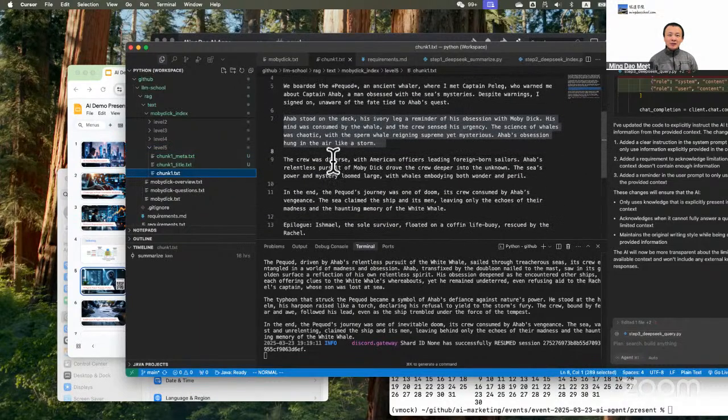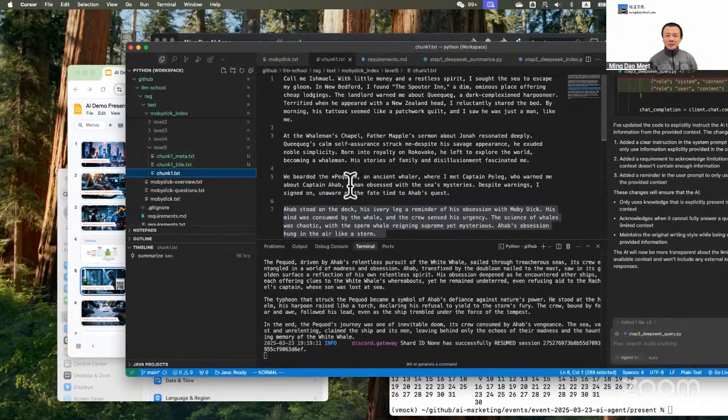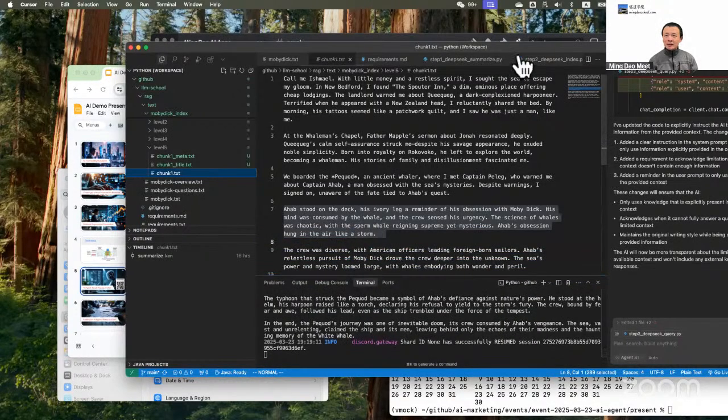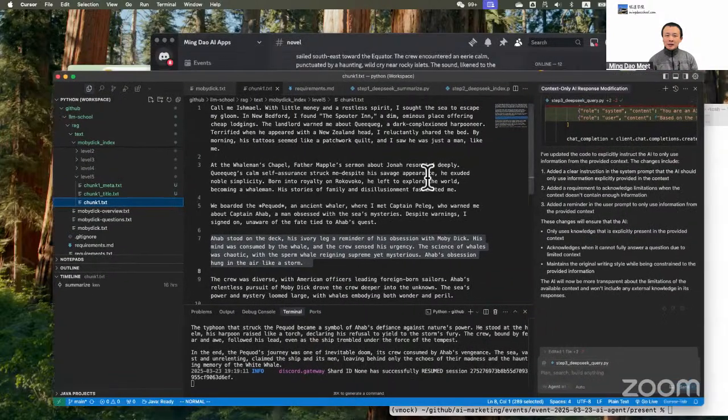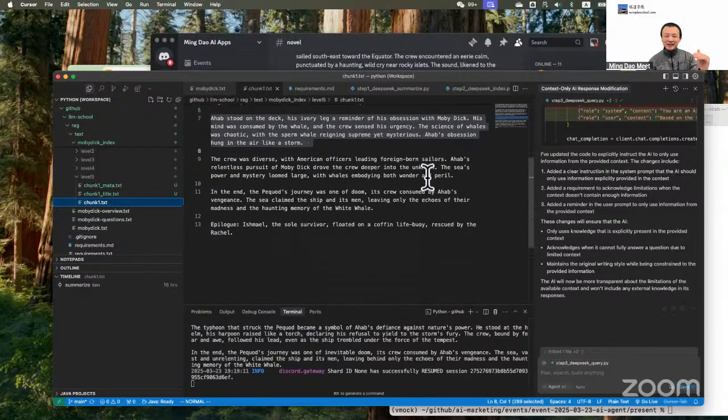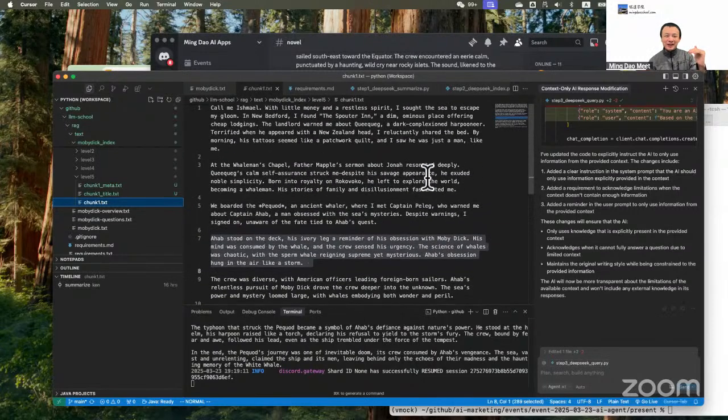So let's see this one. This one is just based on the large language model. If we were to write the whole novel into a single article, an abridged version of the novel, then here is what it will look like.